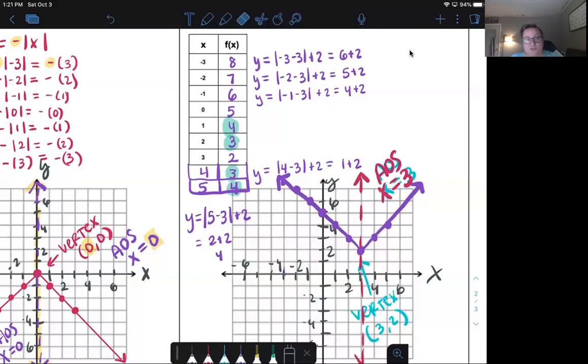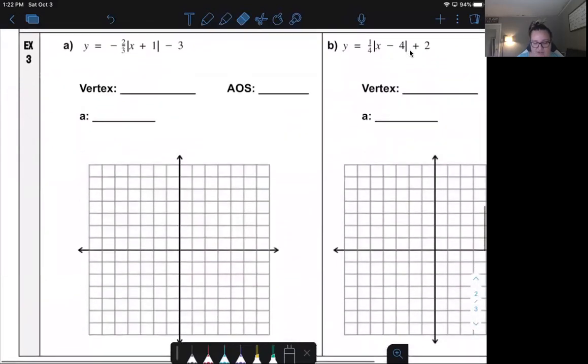All right, now I'm going to show you how to graph absolute value equations without using a table and just using the information that you get in the actual equation. So let me show you how to do that.